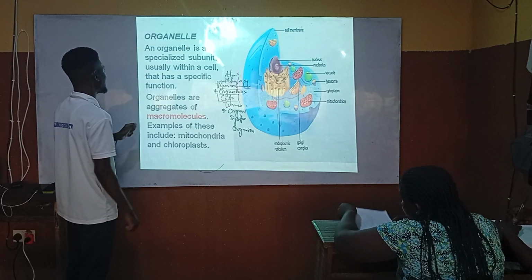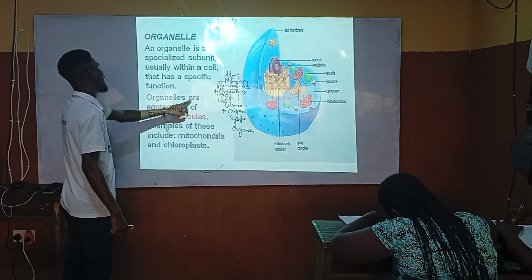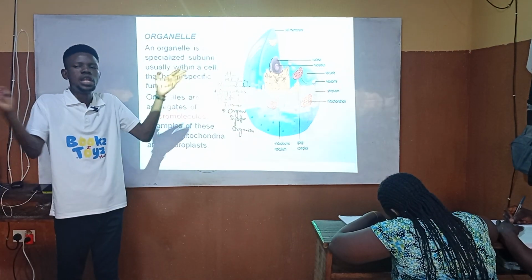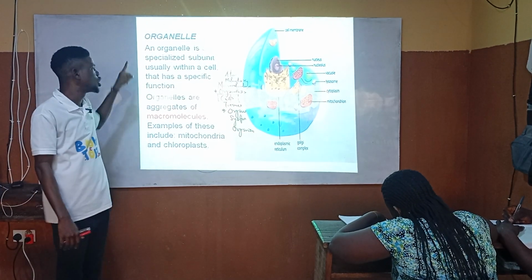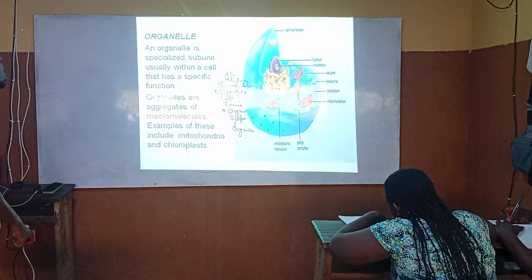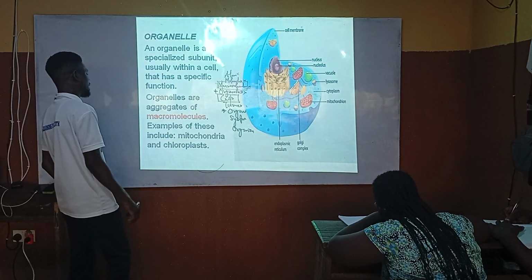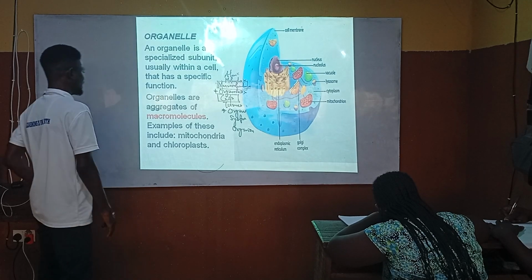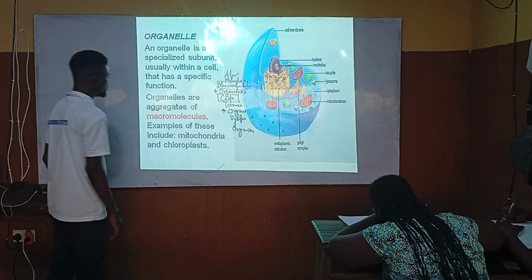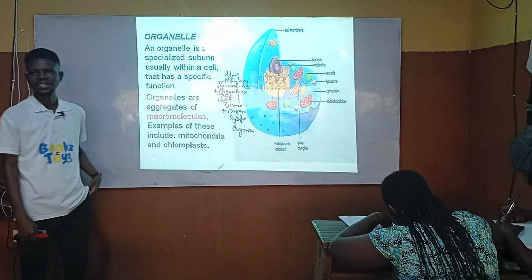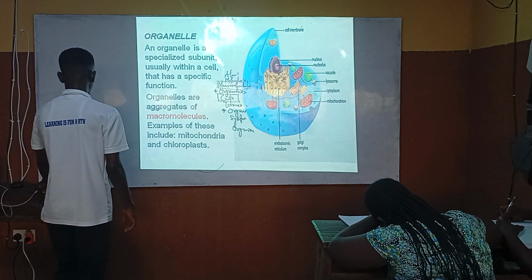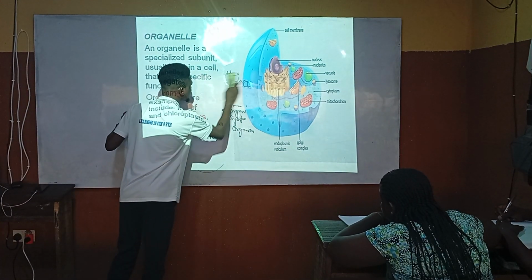Okay. Now we said organelles are aggregates of macromolecules. Yes or no? Yes. Macromolecules combine together to form what? Organelles. They are aggregates of what? Macromolecules. Then we cited examples. Examples of this include mitochondria and chloroplasts.